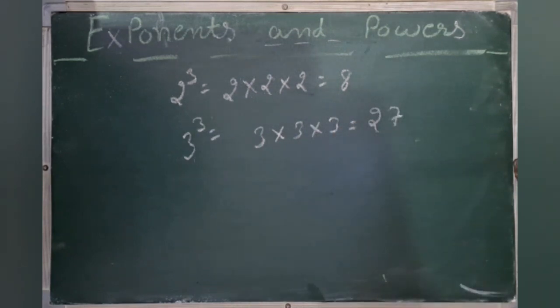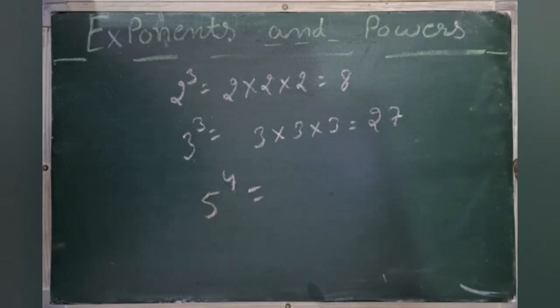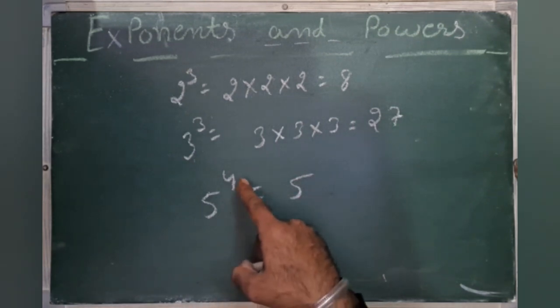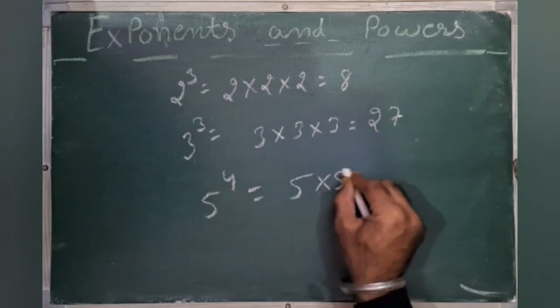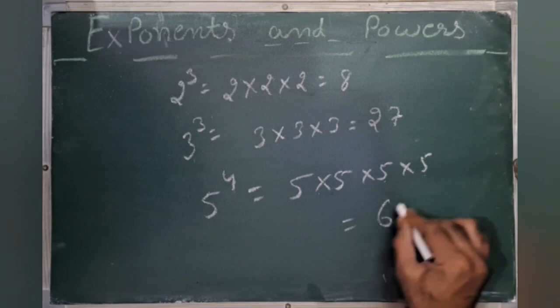Okay, one more example. If I write 5 power 4. 5 power 4 means that is 5. How many times we have to write 5? We have to write 5 four times. So 5 multiply 5 multiply 5 multiply 5. That is 625.